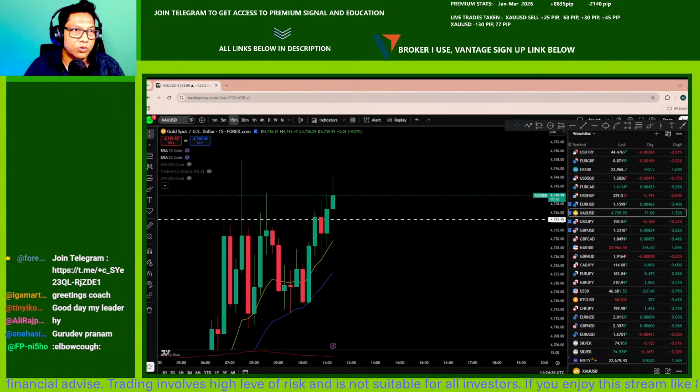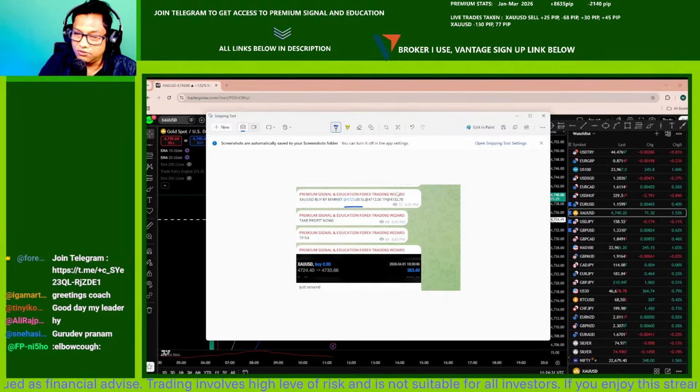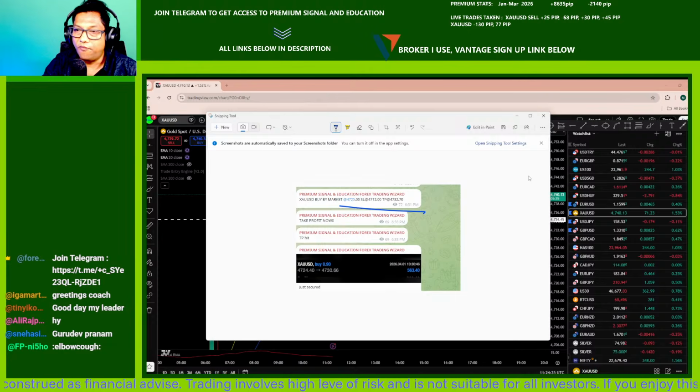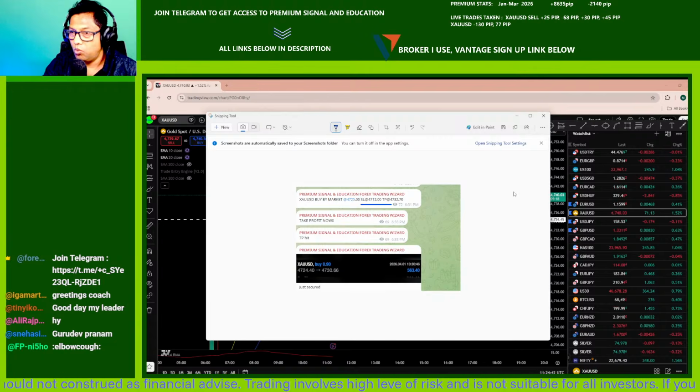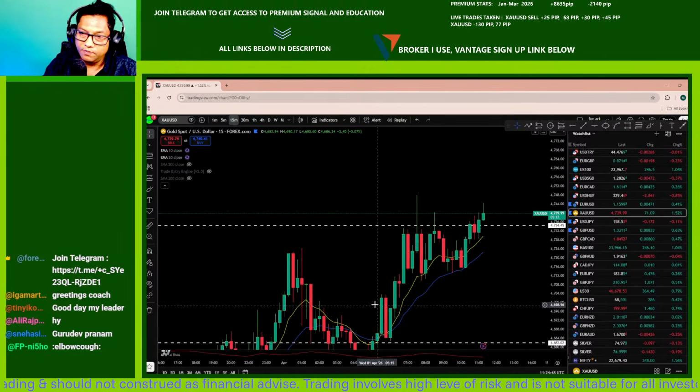We just secured this one. Now the buy entry, that trade was also sent out in the premium signal group. The trade was opened at 4725, stop loss at 4712 and TP target 4732, and that has successfully been closed at this level, right?